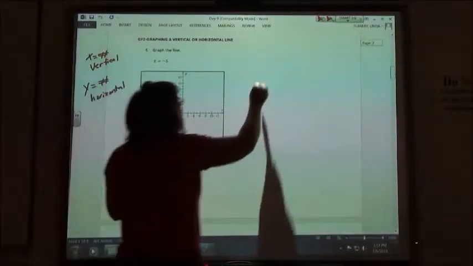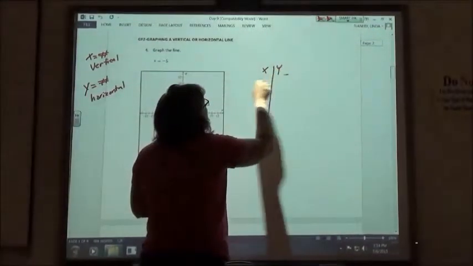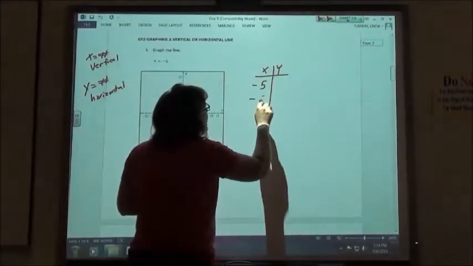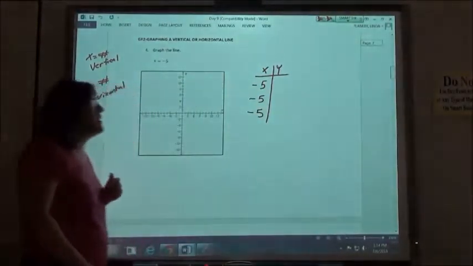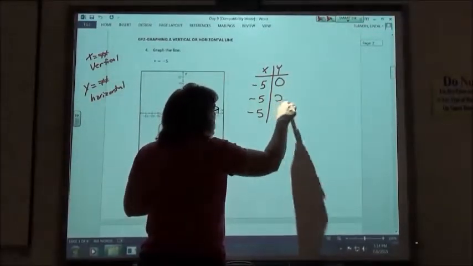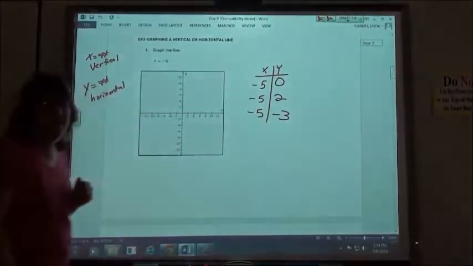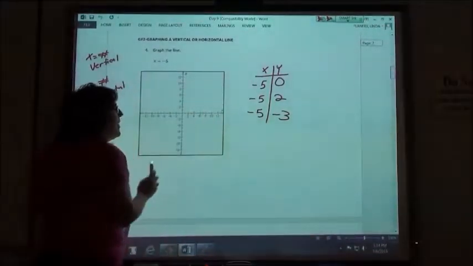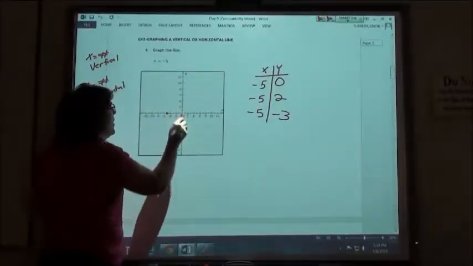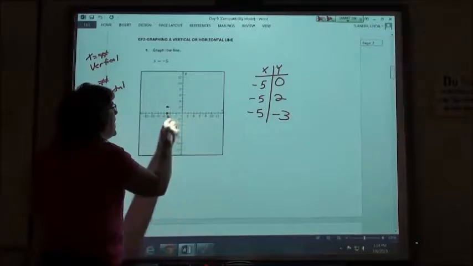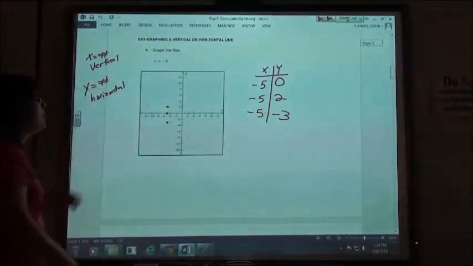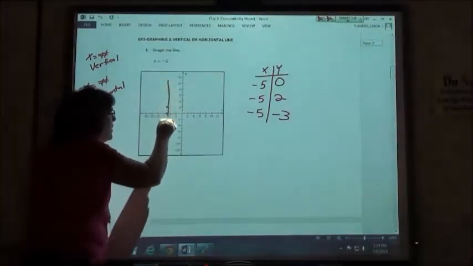What happens here, if I would make a table and it tells me x equals -5, it means every single point in my table would have to have an x value of -5. The y values could be anything. Could be 0, could be 2, could be -3, whatever I want them to be. So if I plot those points, (-5, 0), back 5 and up 0, (-5, 2), (-5, -3). Notice all my dots end up lining up in a vertical line, straight up and down.